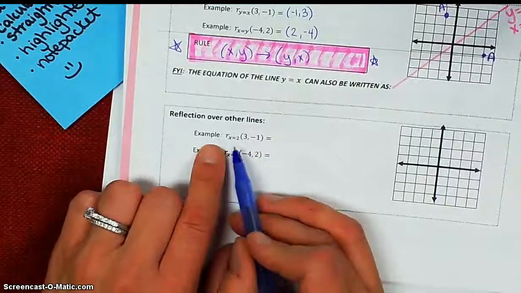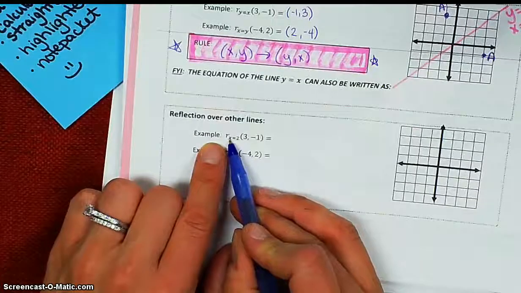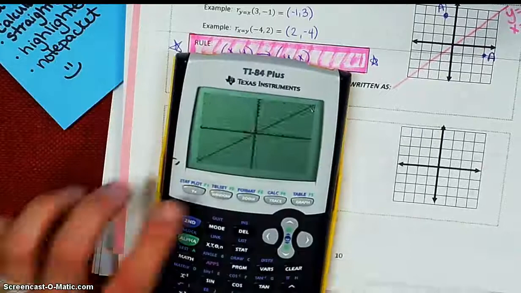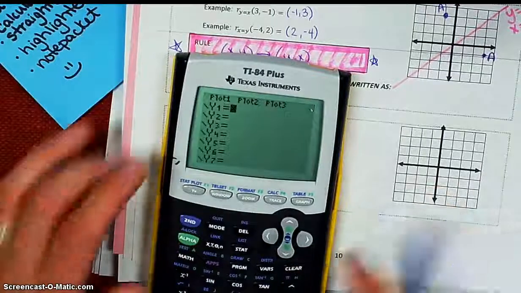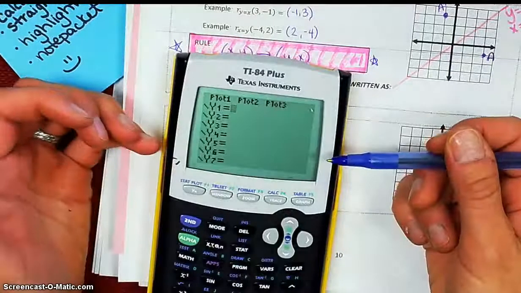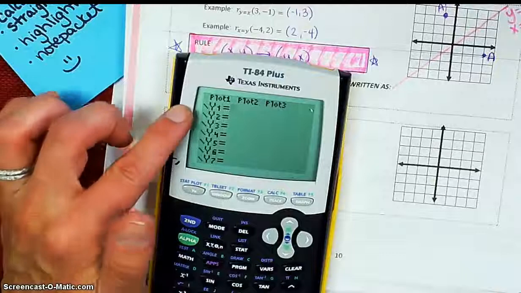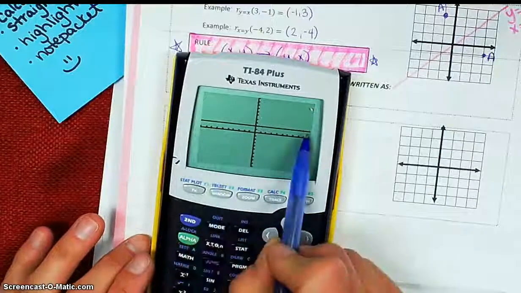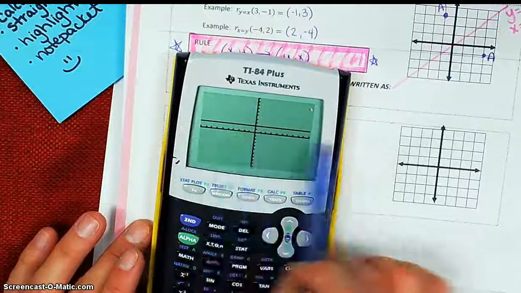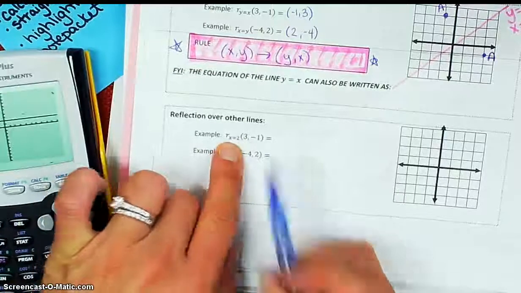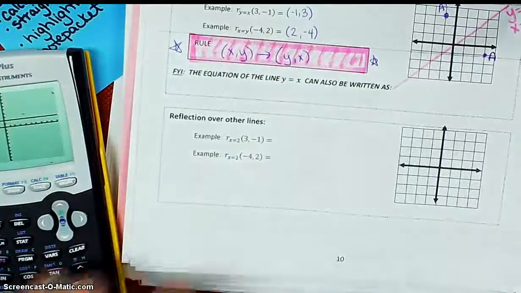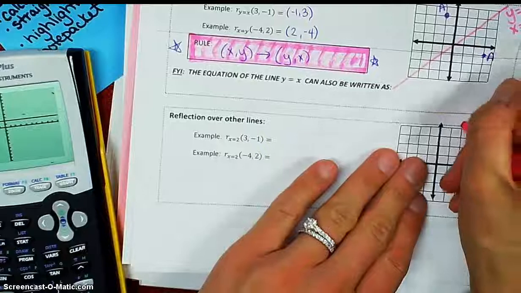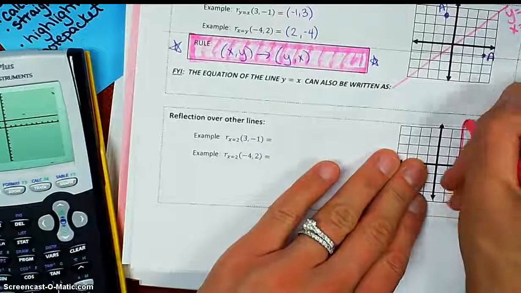Okay, last but not least, a reflection over any other line. So our example, we want to reflect over the line x equals 2. So the first thing I have to do is draw x equals 2. Now my calculator cannot draw x equals, but it can draw y equals. So I'm going to type in y equals 2 and hit graph. And I notice that it's a horizontal line. So if y equals 2 goes side to side, x equals 2 is going to go up and down. So I'm going to go over 2, and I'm going to draw my line, x equals 2.